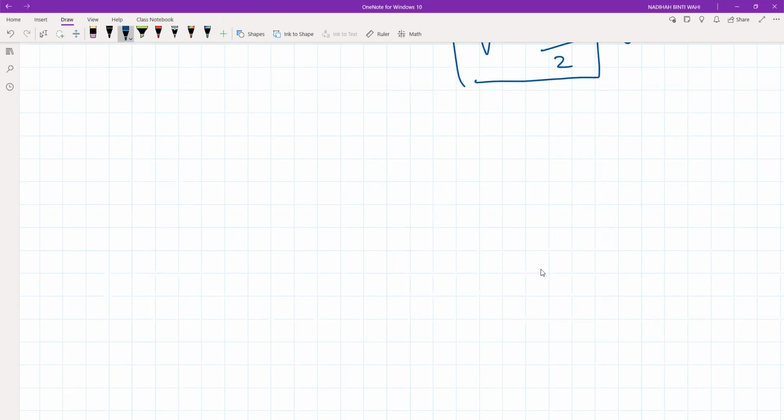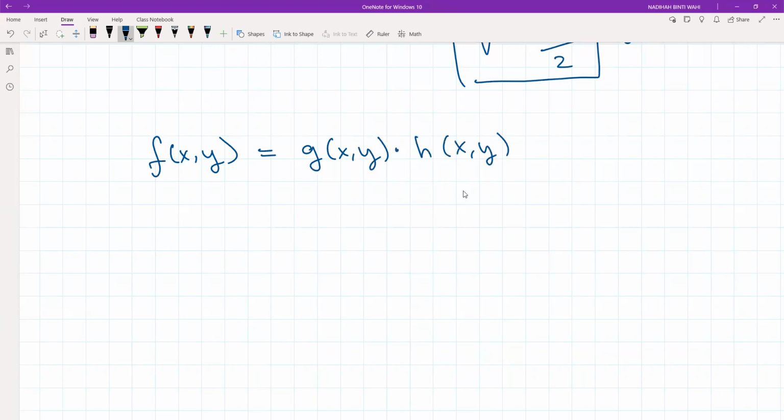Fx and Fy, you can separate into Gx and Gy. Let's say f(x, y) you can separate into g(x, y) times h(x, y). So it means you can separate it into two functions, one function and another function. In this case, make sure that f is bounded. This we need to ensure, f is bounded in R. So it means it is defined on the boundaries.